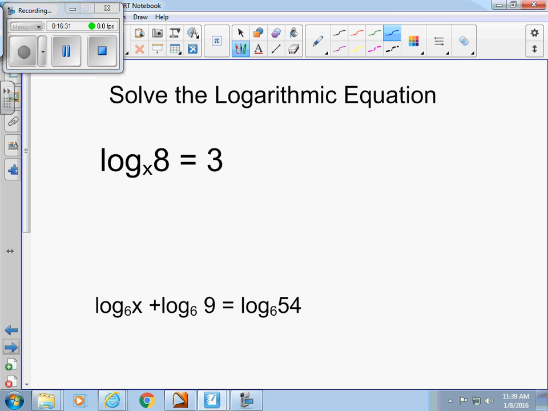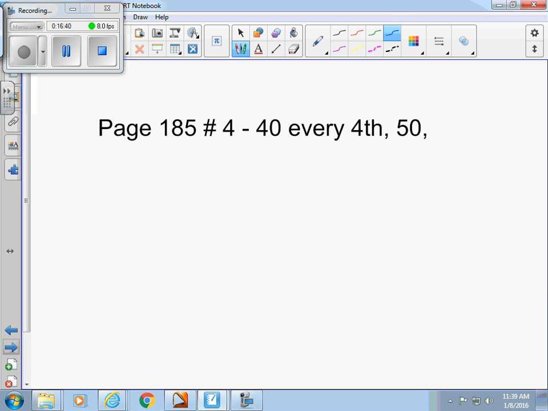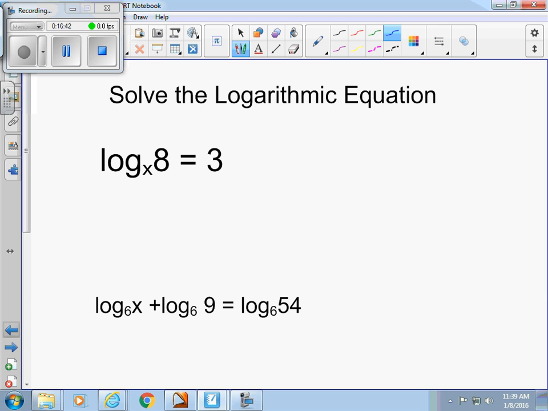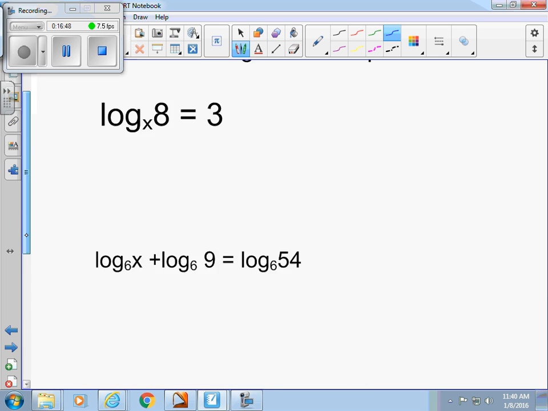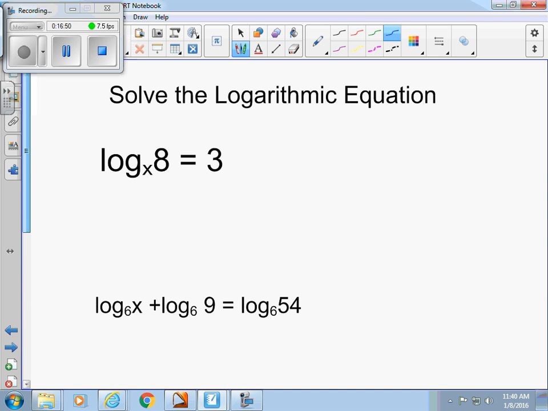Probably won't, but okay. Solving logarithmic equations, we probably will not finish this today. We'll do this one slide, and then we'll do more solving logarithms, more complicated solving logarithms on Monday.